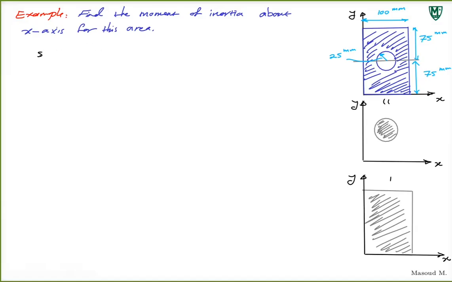So put here, subtracting the circle from the rectangle. That's what I'm doing. Now that's where the parallel axis theorem comes into play. We have this circle. We know its radius. It's 25 millimeters.